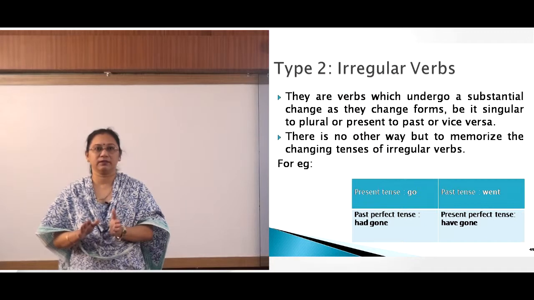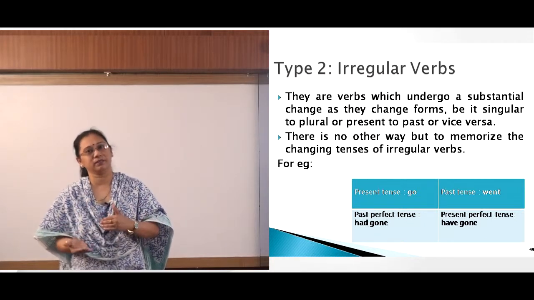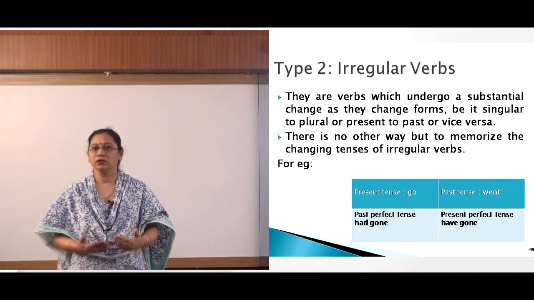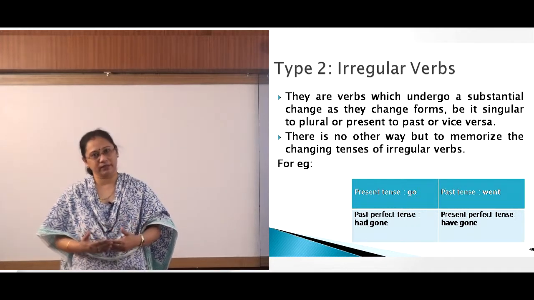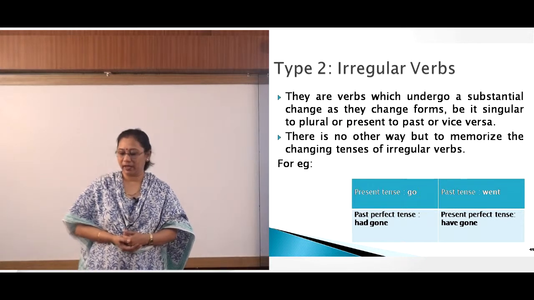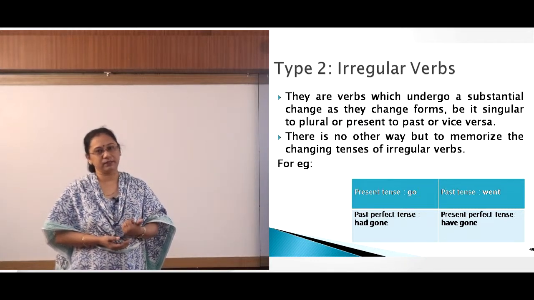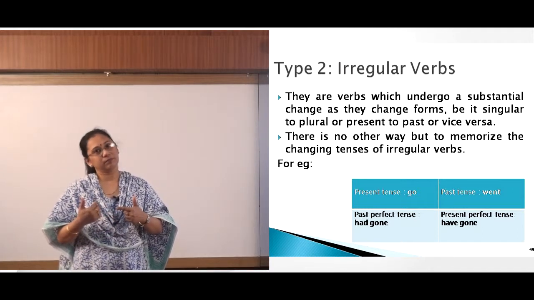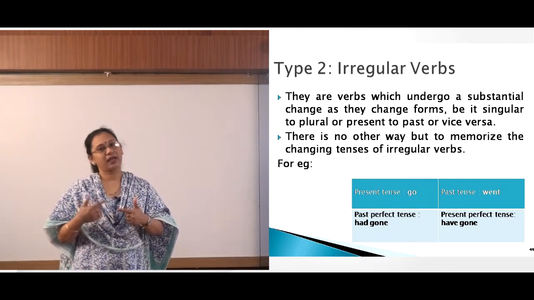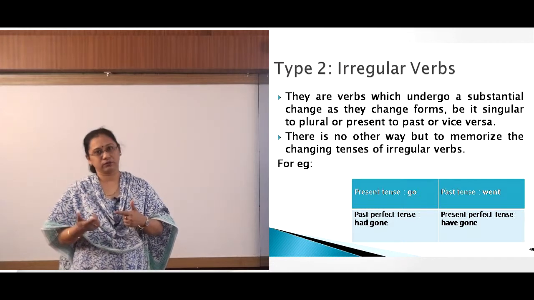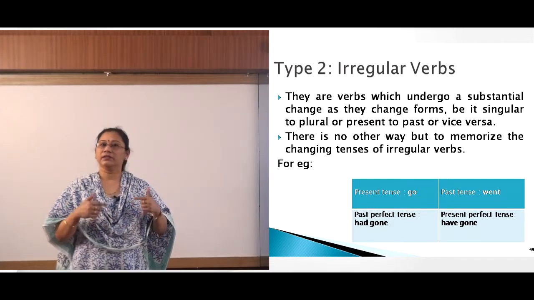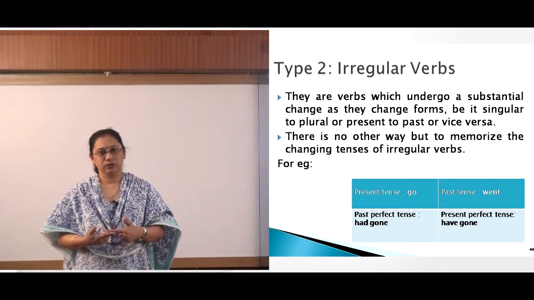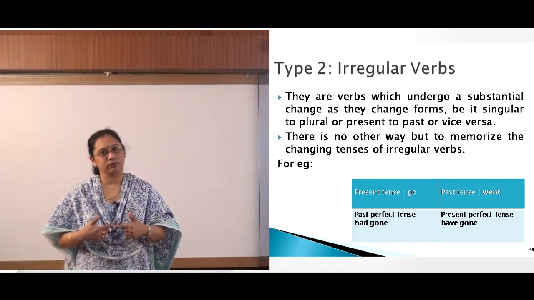All the three formats, the present tense, the past tense and the past participle, are heavily different from each other. So, the only way to remember them is to memorize them. For example, you have go in the present tense. In the past tense it becomes went, and in the past participle it becomes had gone or gone. So, go, went, gone. Now, the three of them do not have the formula of adding d or ed at the end. So, that is why they are called irregular verbs.